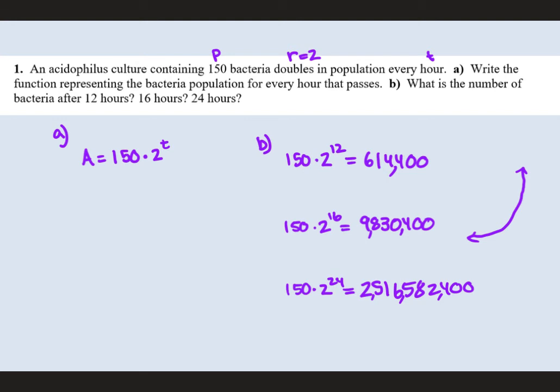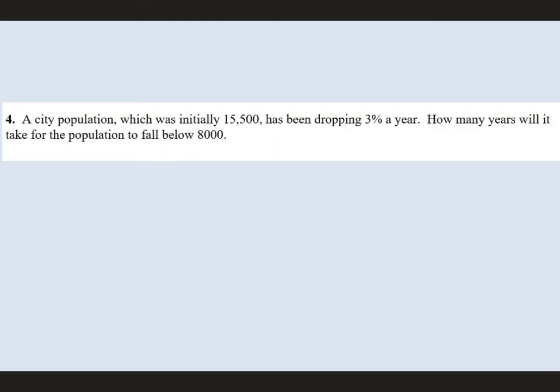Okay, one more problem. All right, one more example. It says a city population, which was initially 15,500, is dropping by 3% a year. How many years until the population falls below 8,000? So we want to be below 8,000. All right, so that's our final amount, 8,000. Our initial amount was 15,500. All right, so that's our A. That's our P, and our R is 3 here.